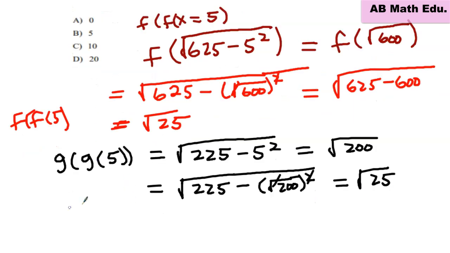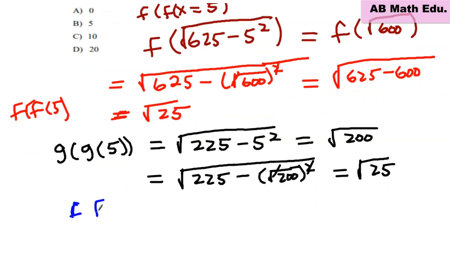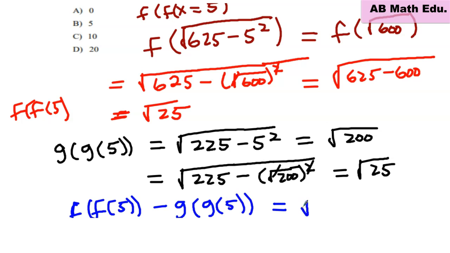So finally, as finding our f of 5 minus g of 5 is just going to be root 25 minus root 25, and that's 0. And that gives us A as an option.